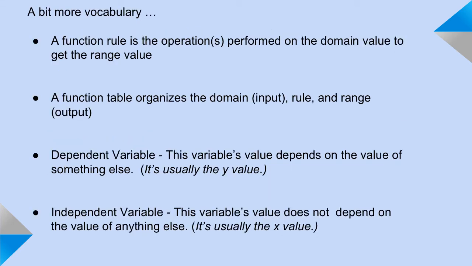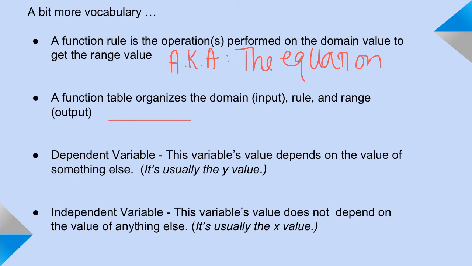We're not quite done with vocabulary yet, but these are things that we've talked about in the past, just not necessarily called them by these names. So a function rule is the operation performed on the domain value to get to the range value, also known as the equation. A function table organizes the domain, rule, and range. So sometimes we use T-charts, X, Y. Sometimes we use H-charts. We have X, we have the rule, and we have Y. It's just a way to organize ourselves.